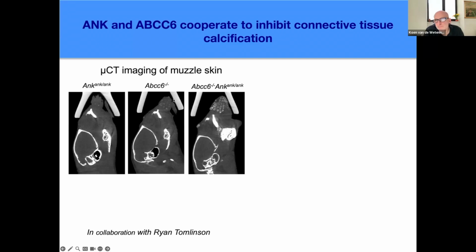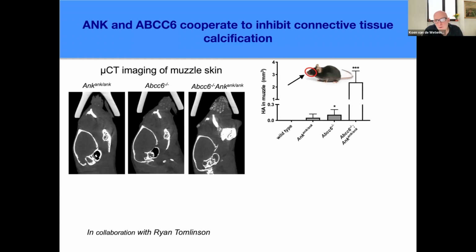And that also fits the fact that the levels of pyrophosphate in the blood of the ABCC6 lacking animals was more reduced than animals that only lacked ENK. But look what happens in animals that didn't have either ABCC6 or ENK. These animals really had dramatic mineralization in their skin.